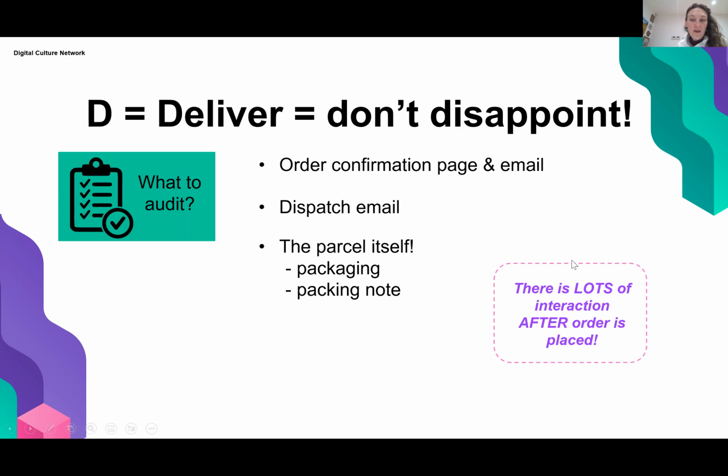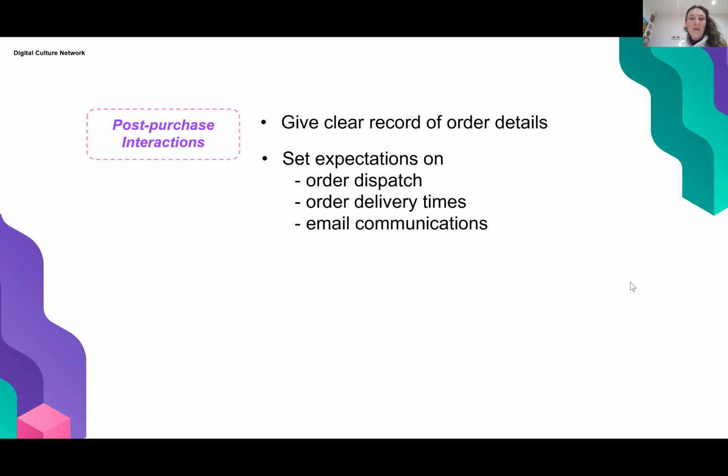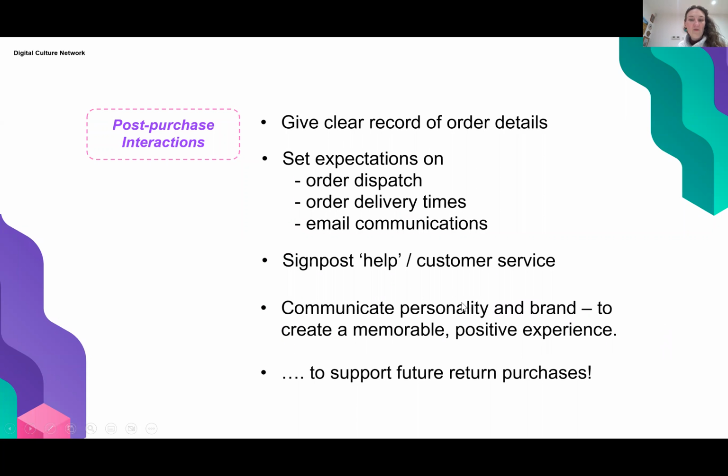So essentially, there's quite a lot of information which happens after an order is placed. So with these post-purchase interactions, we want to make sure there's a nice clear record of what has been ordered. And this is the most important thing, which I really want to get across to everybody today. This is our chance to set expectations. If we communicate clearly to customers what they can expect in terms of delivery times and communications, they won't be disappointed. So it's all about managing expectations. We want to signpost where our help and customer service are. And the reason we're doing all of this is we want this to be a really positive experience because we're hoping that they're going to come back and shop again.